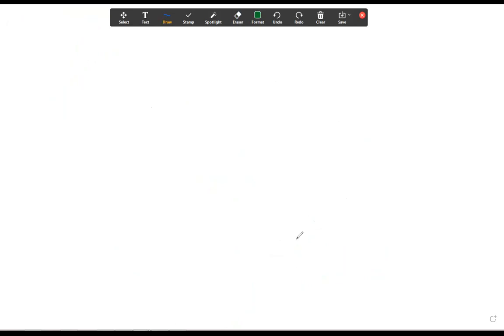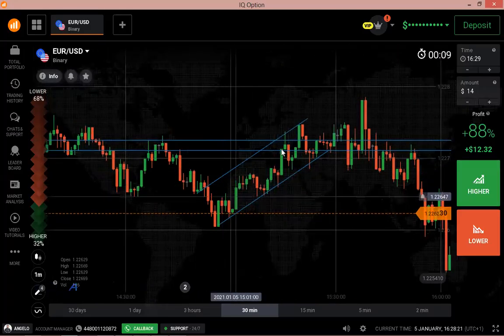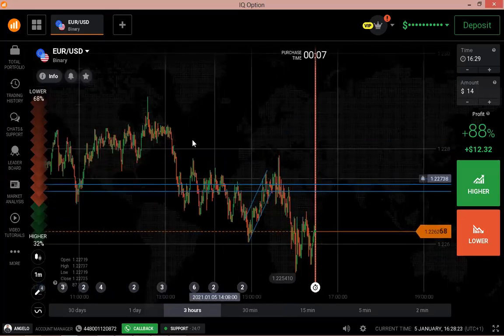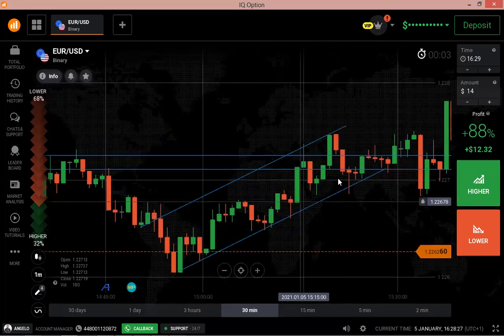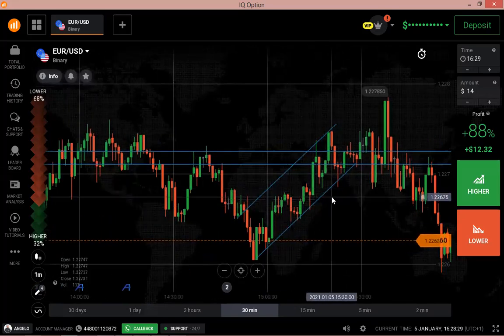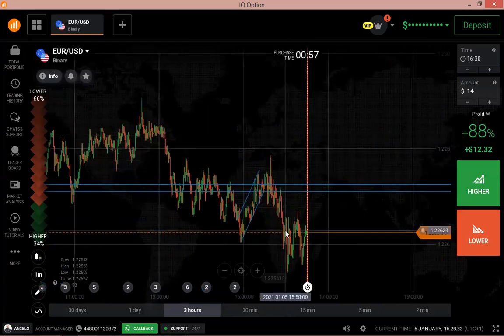Then go and check the current chart, just like what I did here. This is the current chart I'm talking about. This is the old chart. All these charts you are seeing here, this is the current price movement, the current chart patterns, the current chart movement, while this is the old chart.